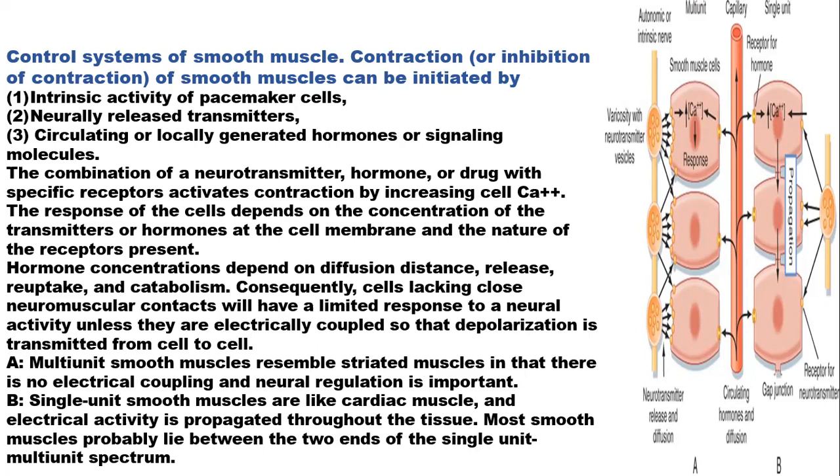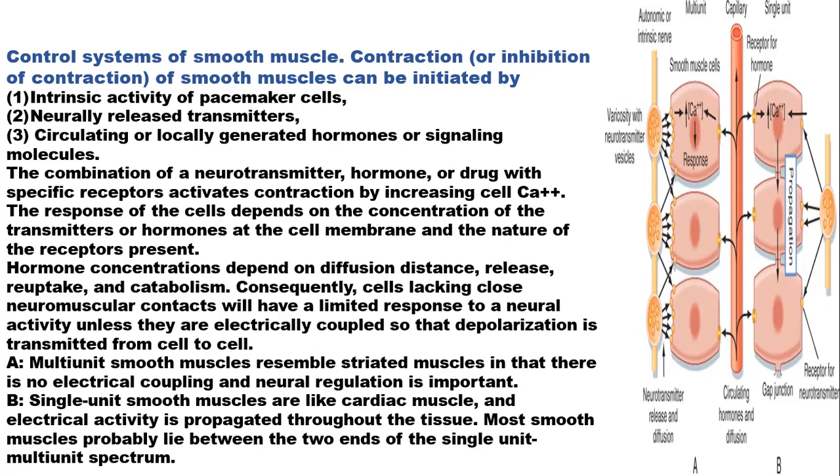Hormone concentrations depend on diffusion distance, release, reuptake, and catabolism. Consequently, cells lacking close neuromuscular contacts will have a limited response to neural activity unless they are electrically coupled, so that depolarization is transmitted from one cell to another.